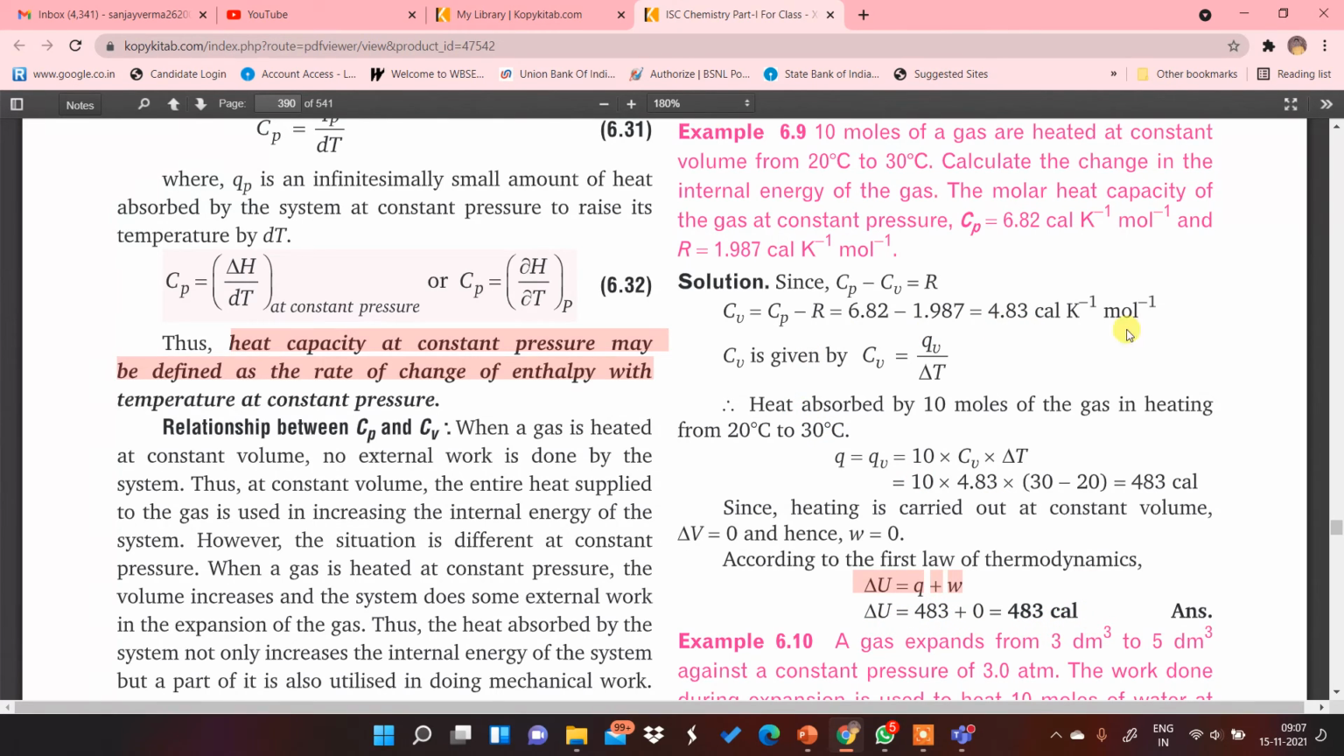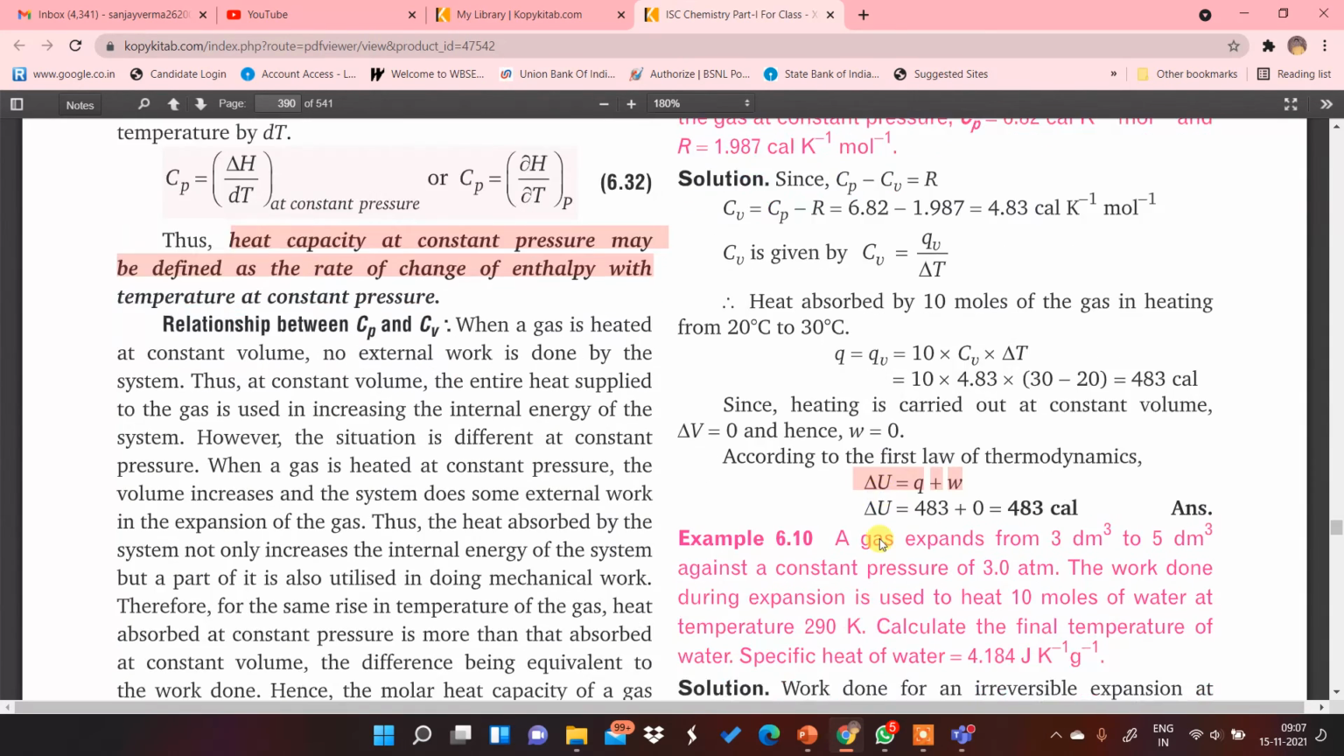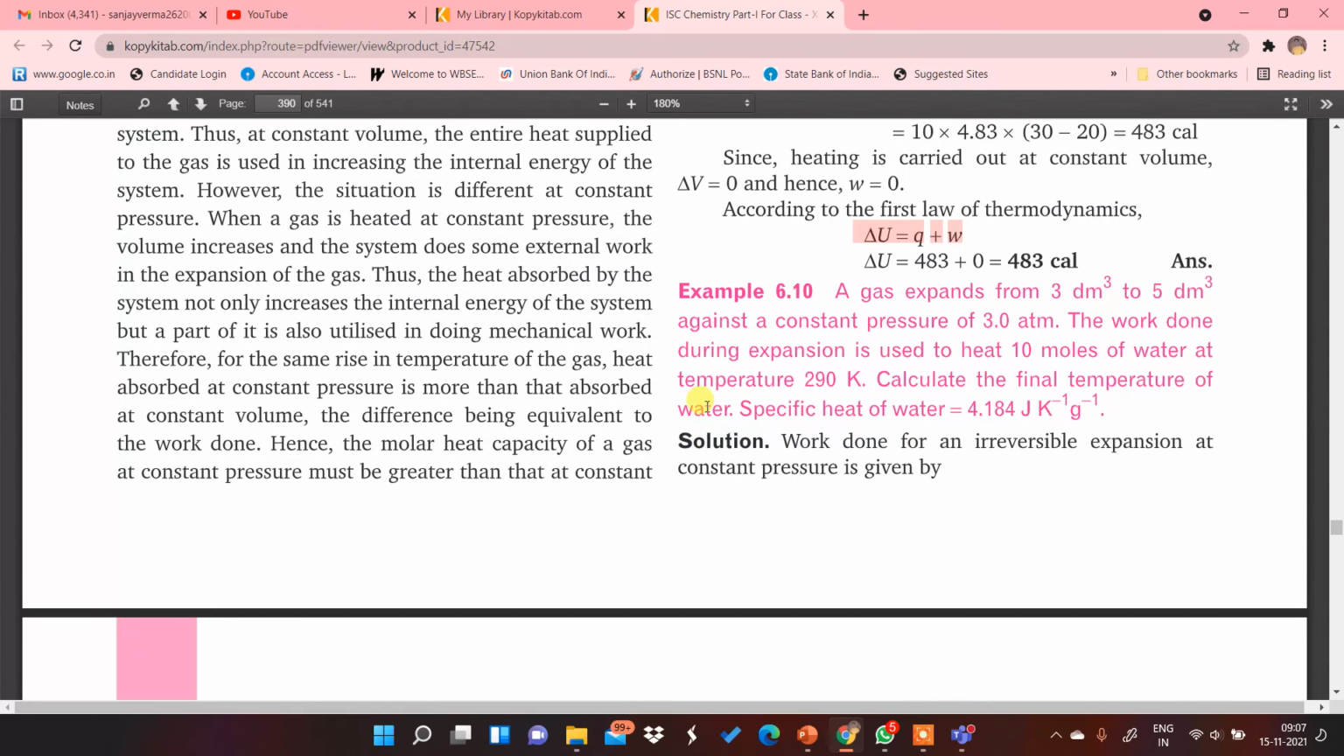So this is a direct problem based on the relationship between Cp and Cv. By using the Cp and Cv values, we are calculating the internal energy change. Similarly, example 6.10 also.